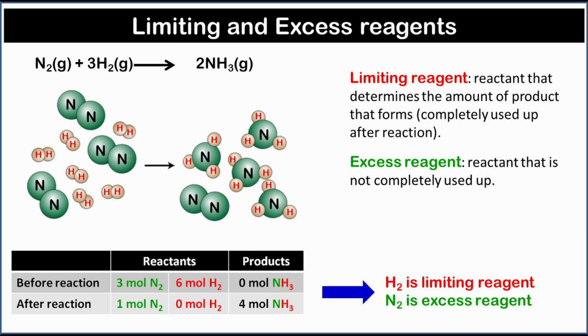So, after reaction, there will be 1 mole of unreacted nitrogen gas, while all hydrogen gas molecules are used up completely. Conclusion. In this example, hydrogen gas is the limiting reagent and nitrogen gas is the excess reagent.